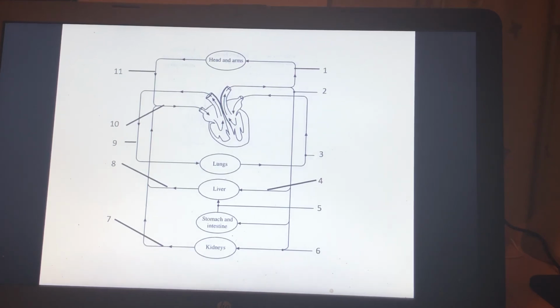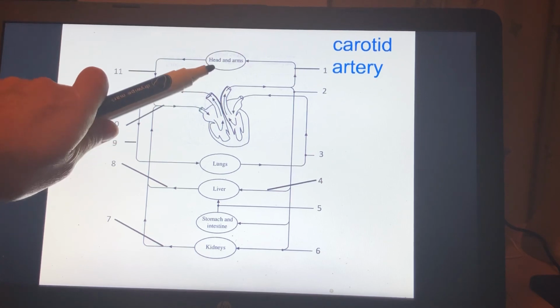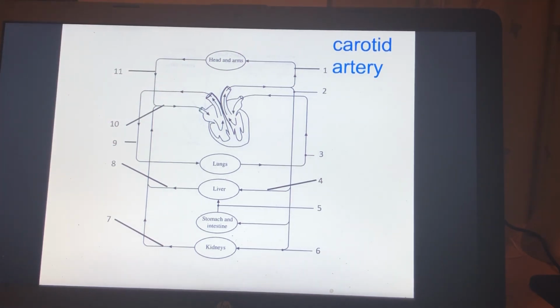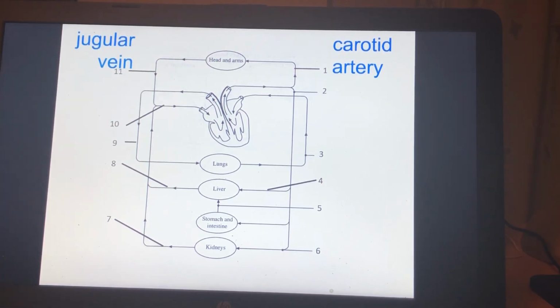And what you're going to do now is write the names of the blood vessels on this diagram on page 9 in your booklet. Okay, number 1 and number 11, you don't actually have to know for GCSE. So I'm going to give you the answers to them because I wouldn't expect you to know it and it's not in your textbook. So number 1 is taking blood from the heart to your head and your arms. So that's the carotid artery. And number 11 is taking it back down from there. You've maybe heard of this, the jugular vein. So those are the answers to 1 and 11.